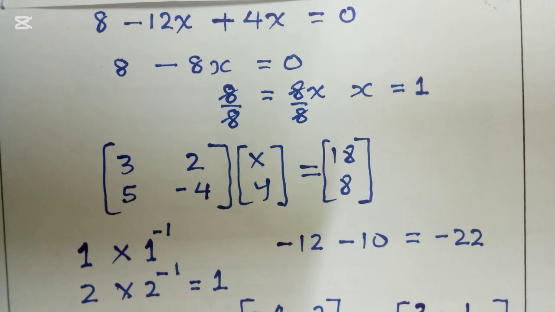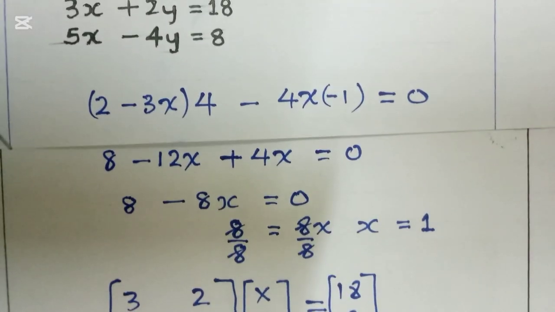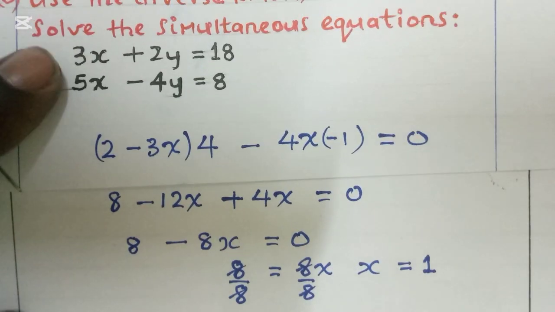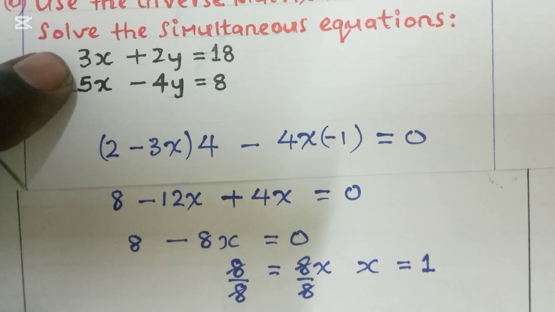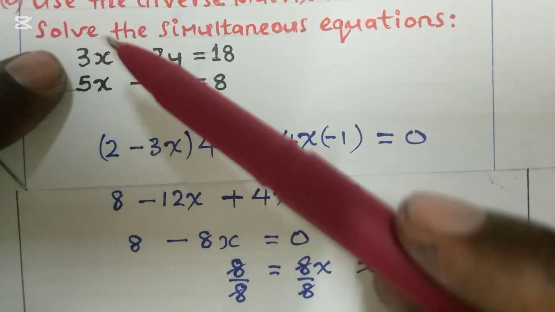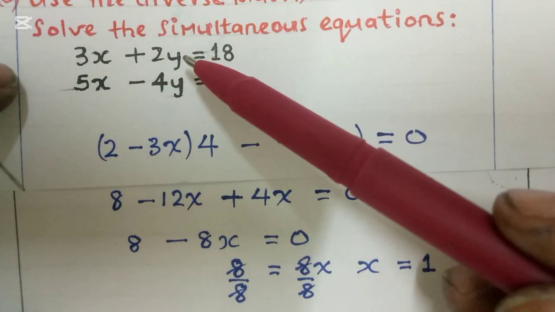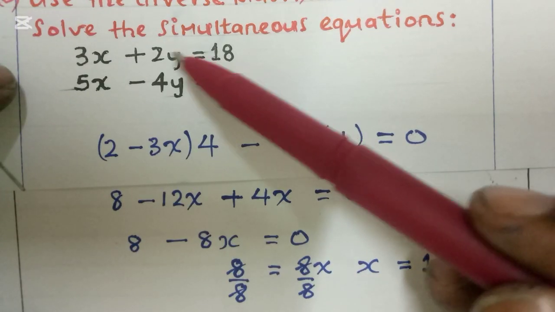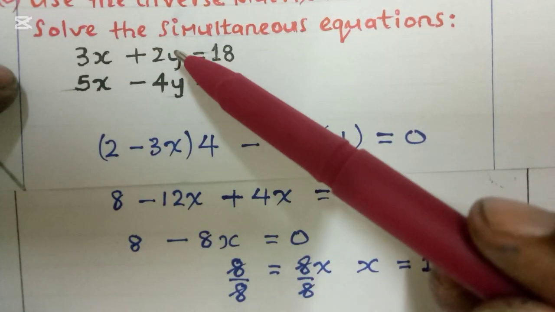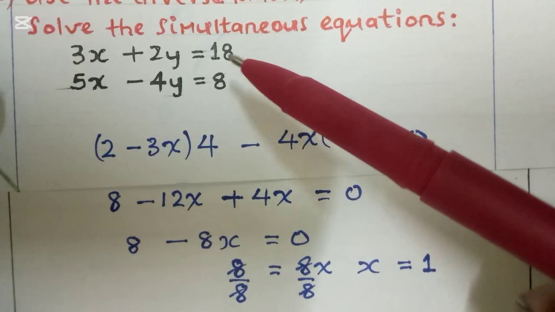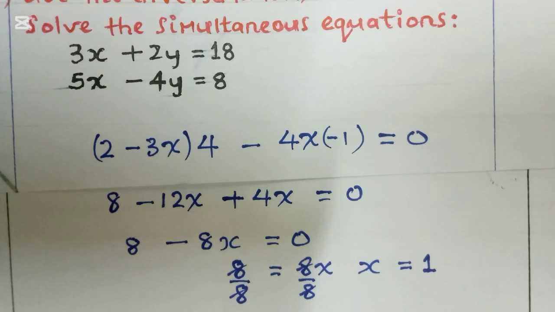If you want to try and see whether you've gotten the answer, come here and put your x. If you put your x, this is going to be 3 times 4 is 12, plus y, which is 3 times 2 is 6. So it's 12 plus 6 is 18. So guys, that's how you test to see whether you've gotten your answer.